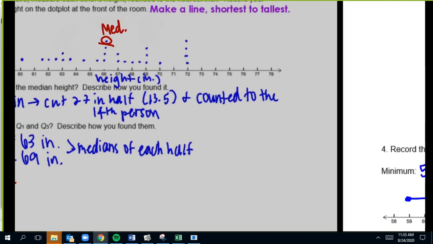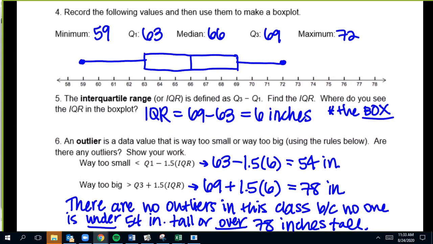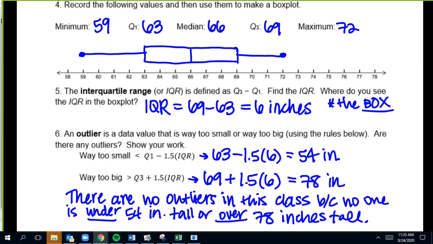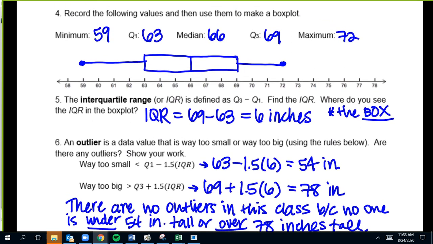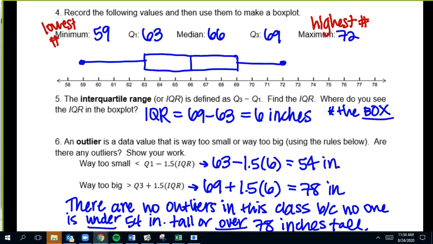Number 4, we were taking all the values that we just found. Minimum is the lowest number. Maximum is the highest. And we just talked about the other things with the Q1, the Q3, and the median. This is called the 5-number summary. All 5 of those values.